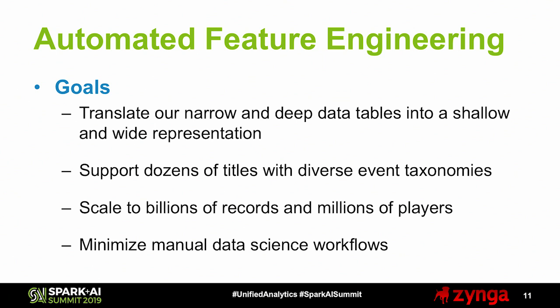As I mentioned, we have this raw staging table with just a narrow representation where you have a player, a category, a subcategory, and a number of values. We can throw anything in there, but it means we need to decode that into a nice representation at a per player level that we can then throw at our predictive modeling.